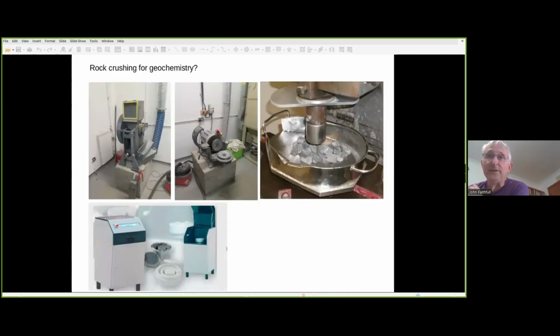So in terms of what we do, well, rock crushing for geochemistry seems to me a big problem. We've got TEMA and shatterbox mills. We've got various kinds of jaw crushers and fly presses and so on. All of these seem potentially things that can release fibres. Those could be a hazard. They are also, in terms of releasing dust into things, an analytical problem.